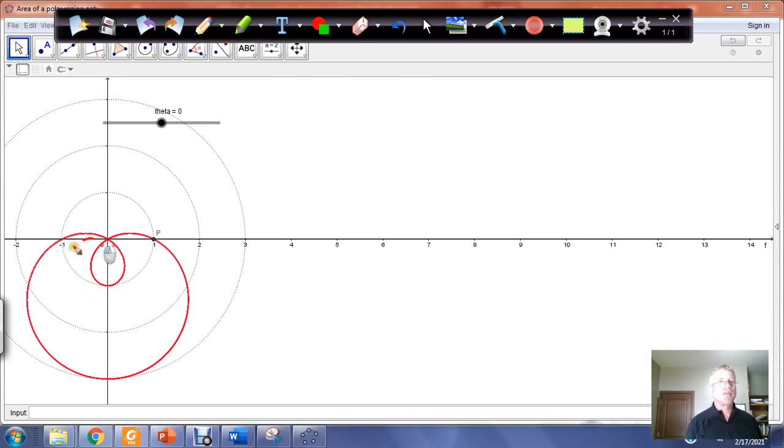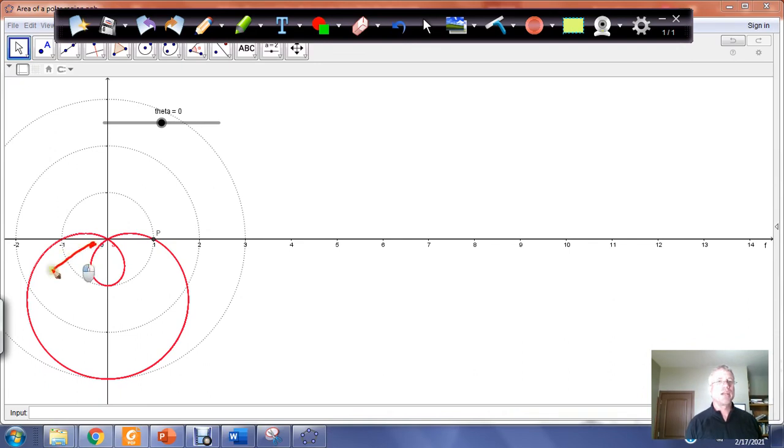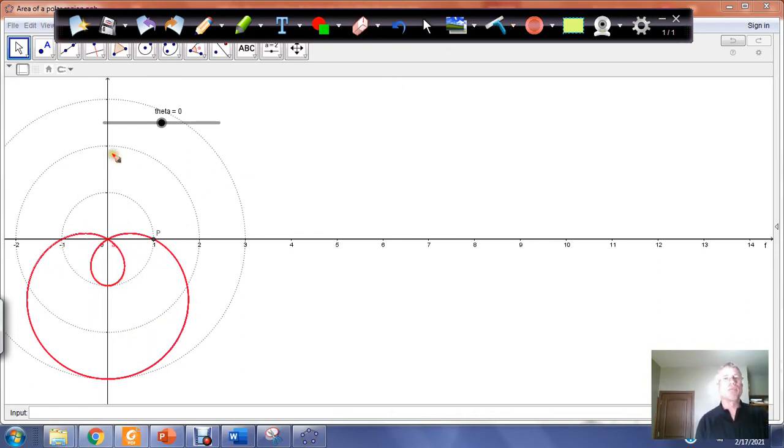We could be asked to find the area bounded by the outer loop. We could be asked to find the area between the inner and outer loops. And in this particular case, what we're interested in is the area between the inner loop right here and the outer loop of the limaçon. So that's what we're being asked to find.